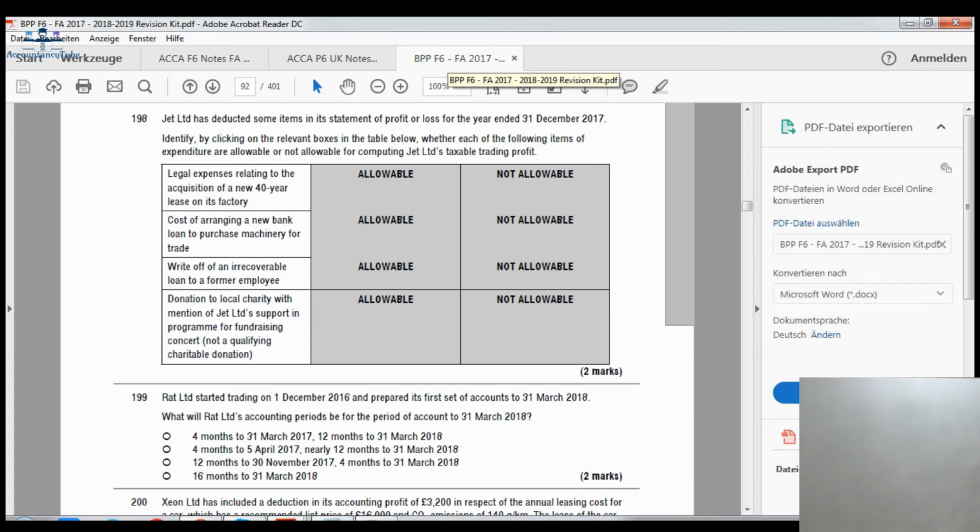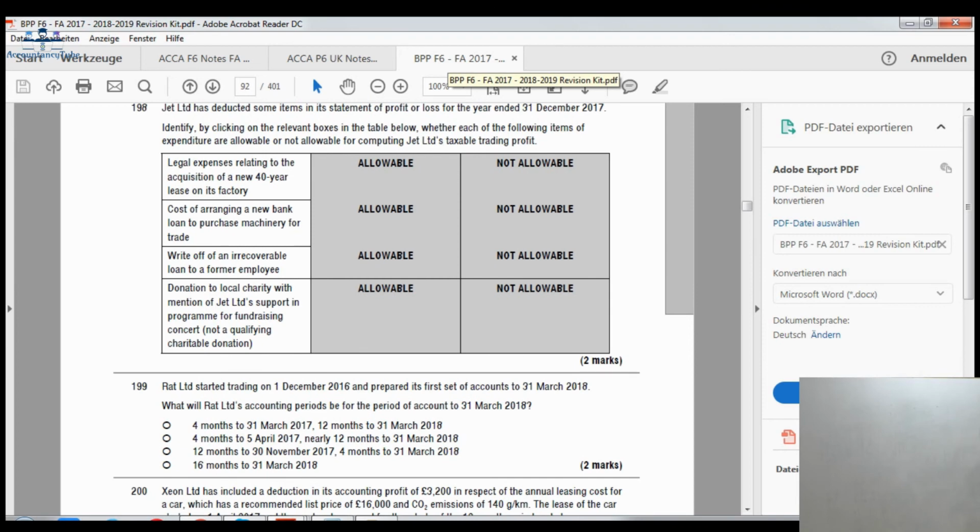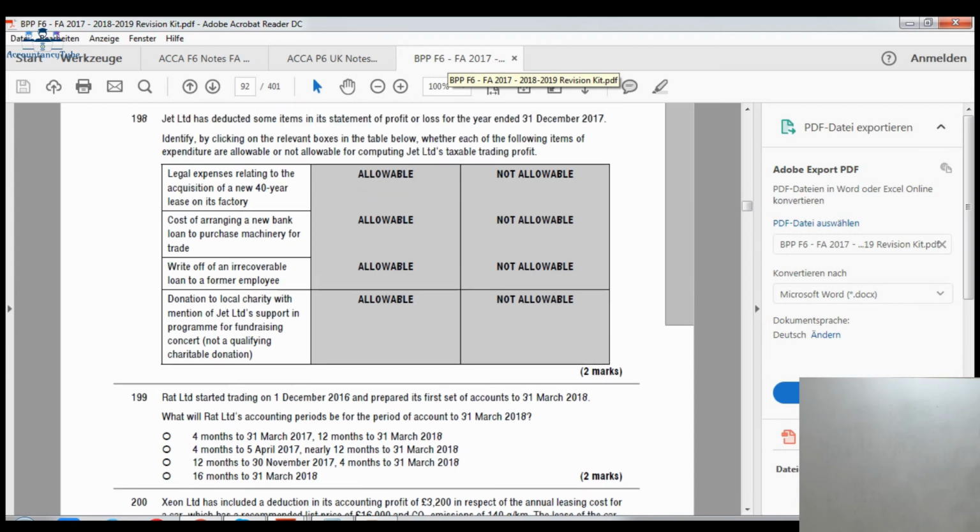Right. All right. Then, that's the end of these two chapters. Let's do a question now. If we move to question number 199 of your BPP exam kit, please. F6 exam kit. I'm talking about the F6 exam kit. Question number 199 of the F6 exam kit, please.